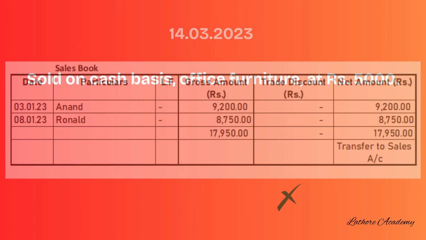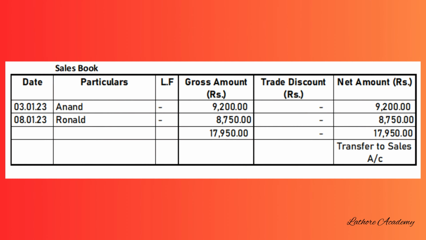So in total, the 3rd January sale of goods on credit basis we enter in the sales book, and another transaction on 8th January, in which we sold goods on credit to Ronald, will appear in the sales book. So in total we have to sum the two transactions, and the total sales we will transfer to the sales account.